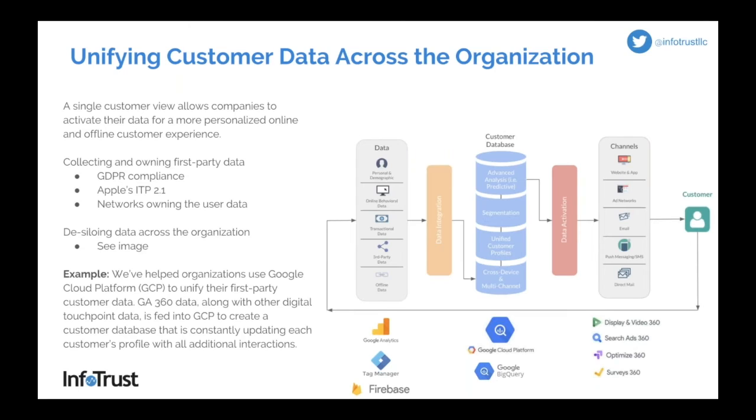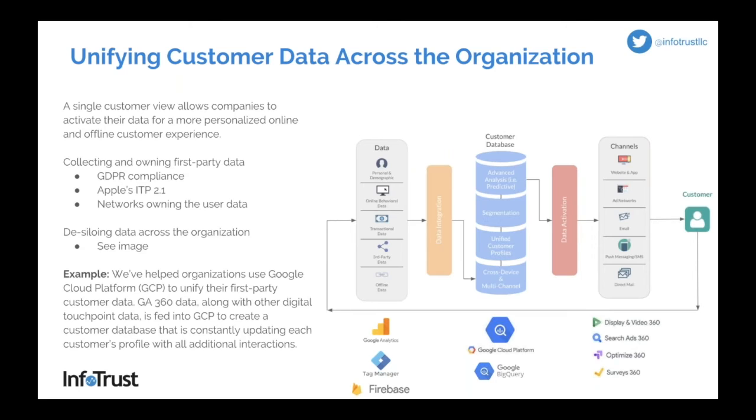The last part is networks owning the user data, and we see this a lot with Facebook and Google. Companies are starting to want to have that data themselves and manage that data themselves, rather than relying on a Facebook to allow them to get impressions and ad clicks and stuff like that. That's great, but we want to understand how our customers are interacting with our platform, and we want to own that data so we can do something with it.